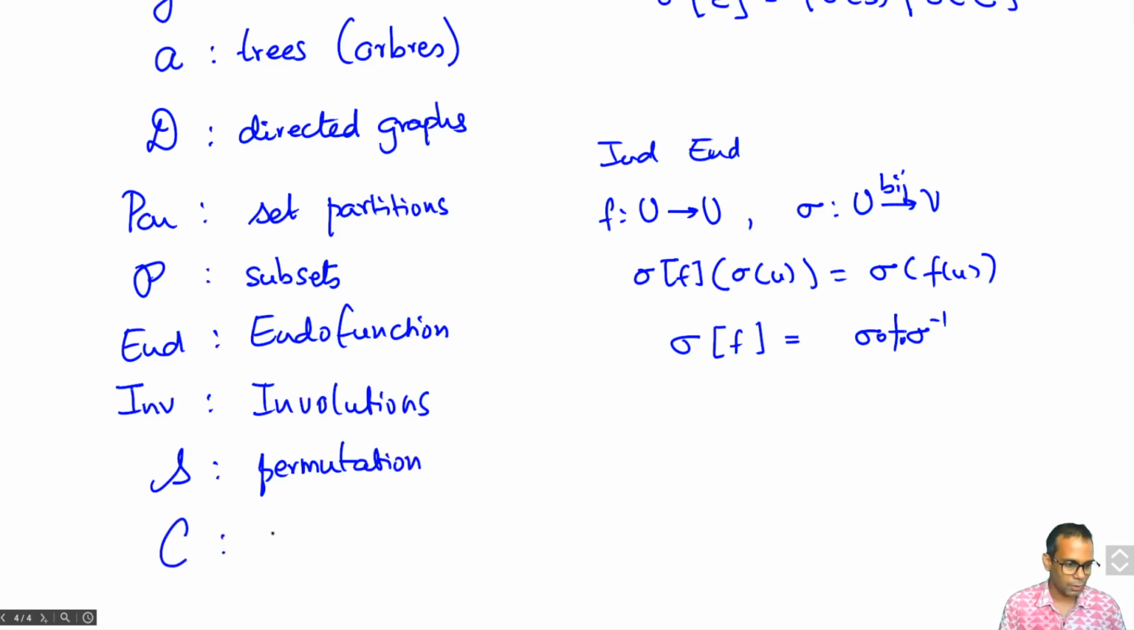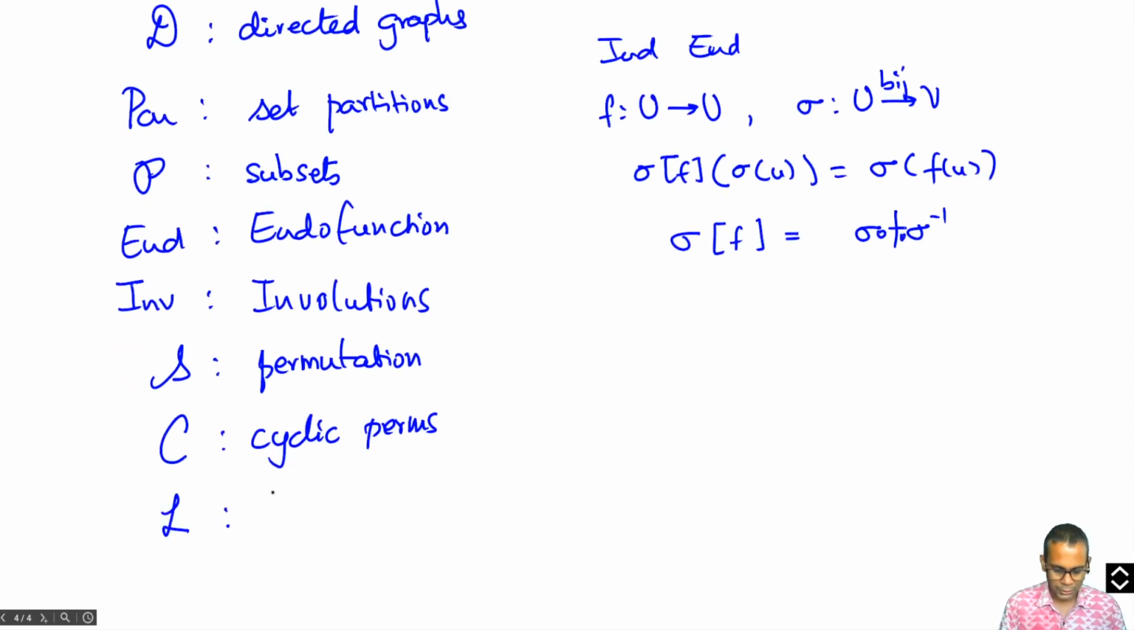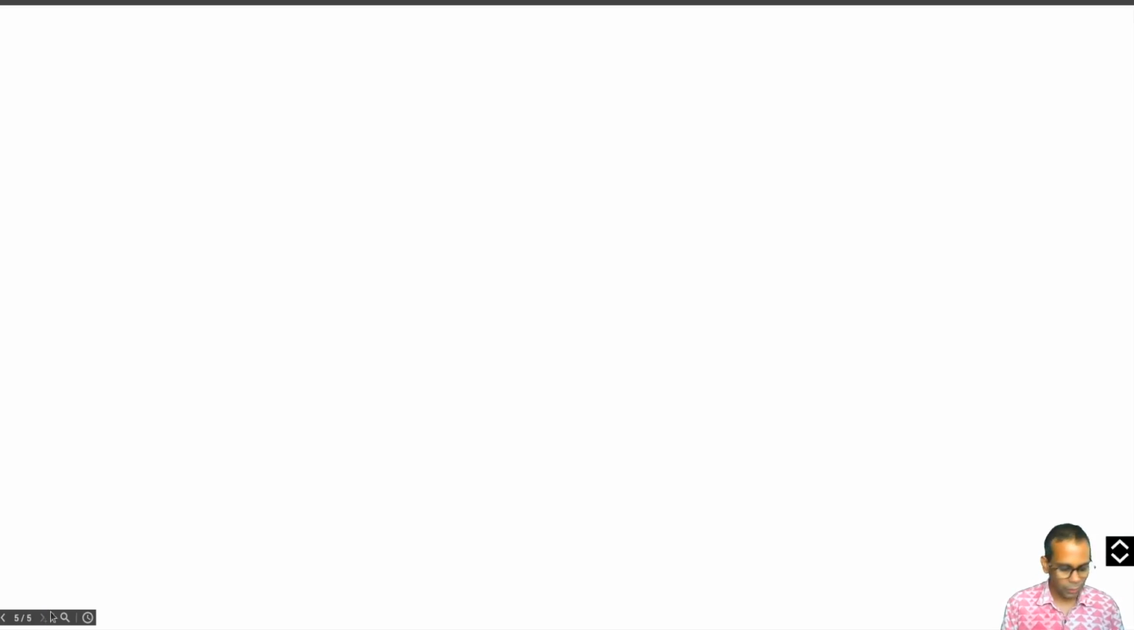C is the species of cyclic permutations on u. And last is L, which is the species of linear orders on u. Okay, so these are the standard species that are usually named, and we can talk about the category of species, which is a functor category, the category of all functors from FB to finite sets. Okay, now there's some more examples.